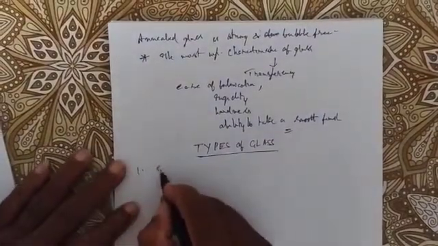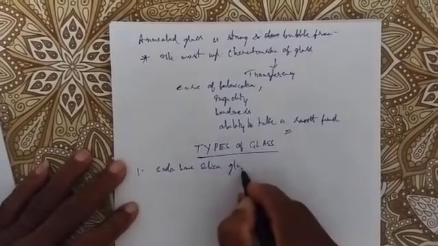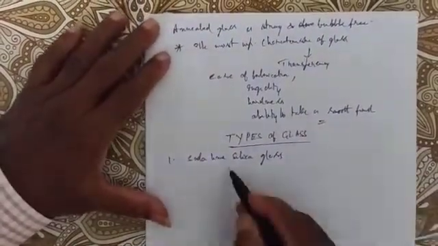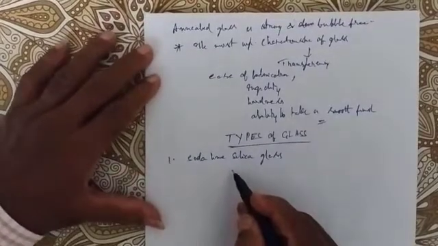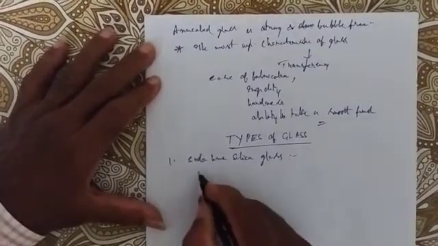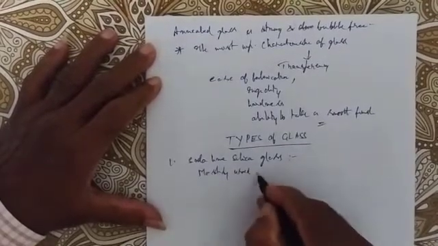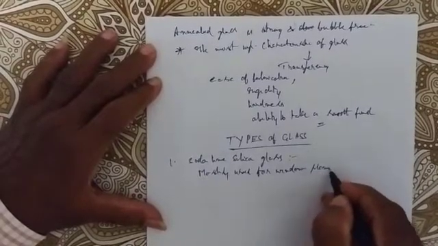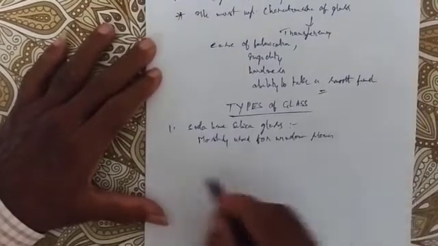The first one is soda lime silica glass, and this we already discussed. The soda lime silica glass means the ordinary glass which we are getting during the manufacture. So that is soda lime silica glass. This soda lime silica glass is mostly used for window panes and other ordinary usage.